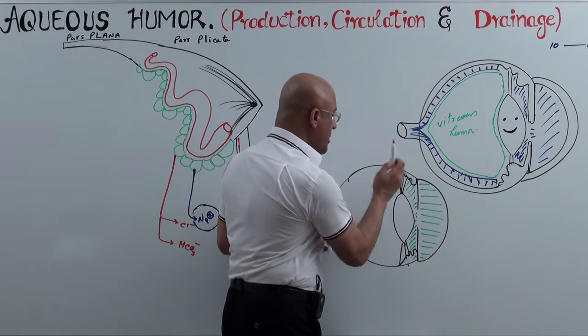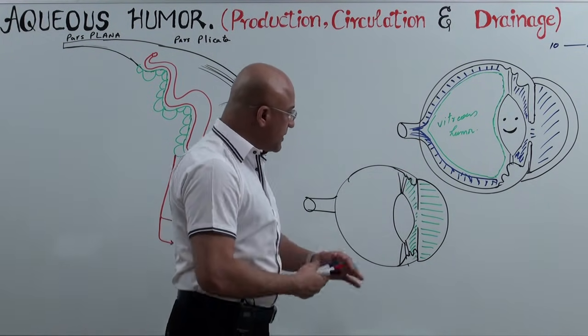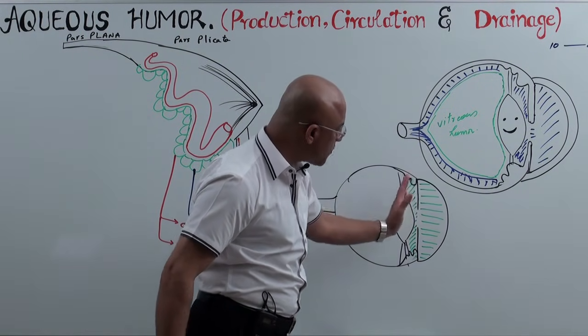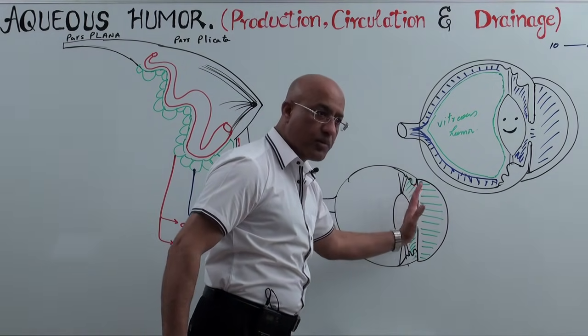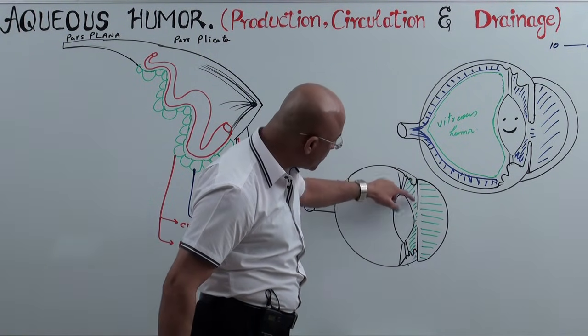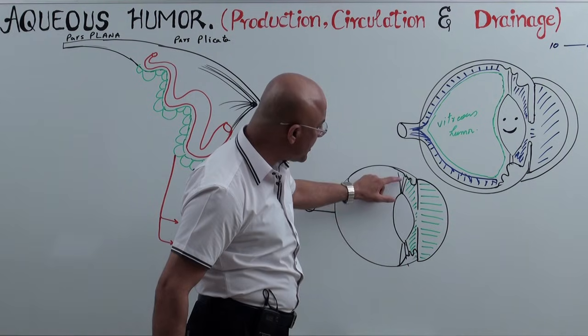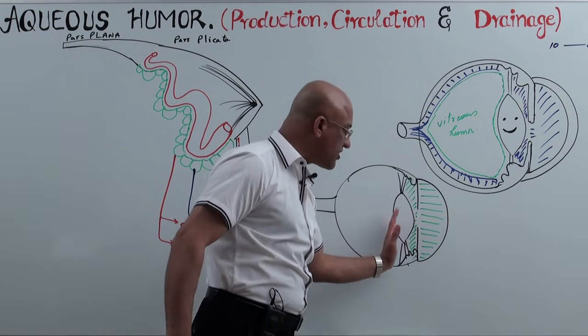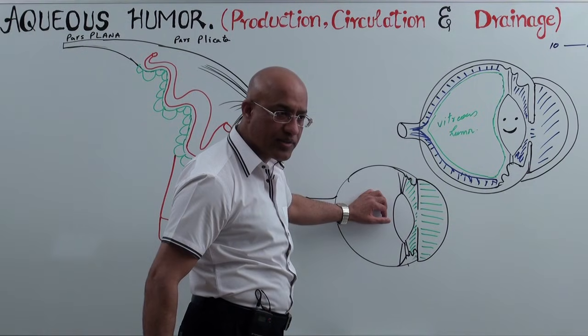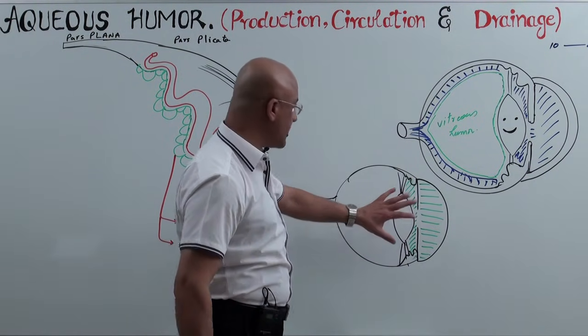Ciliary body, right? Now, anterior chamber is located in front of the iris, but behind the cornea, right? And posterior chamber is in front of the lens and the suspensory ligament, and behind the posterior aspect of the iris. Is that right? Any question?